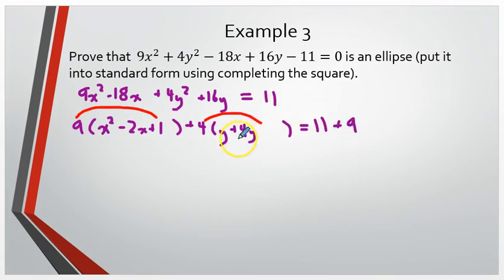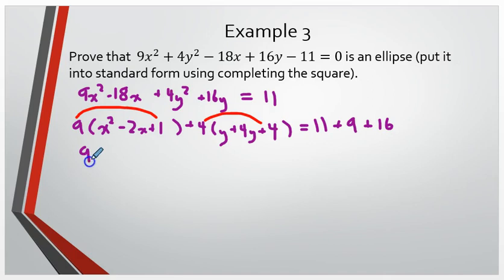And then for this one, I take half of the middle number, which is 2, and I square it, which is 4. But I'm actually doing 4 times 4 on the left side of the equation. So if I want to keep both sides equal, I have to balance that out and add 4 times 4 to this side as well.